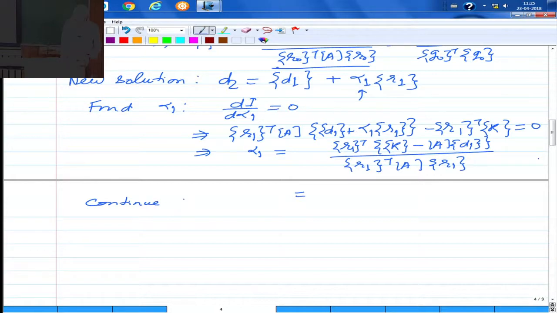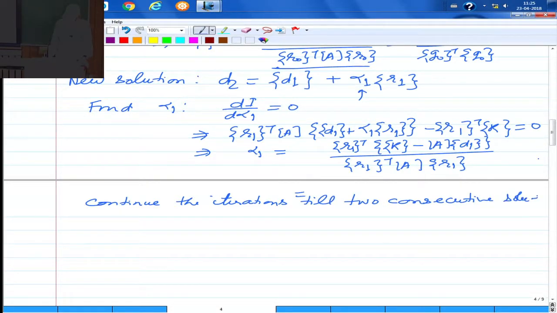You can continue the iteration till two consecutive solutions are close enough. This is known as the conjugate gradient method for finding the solution of simultaneous equations.